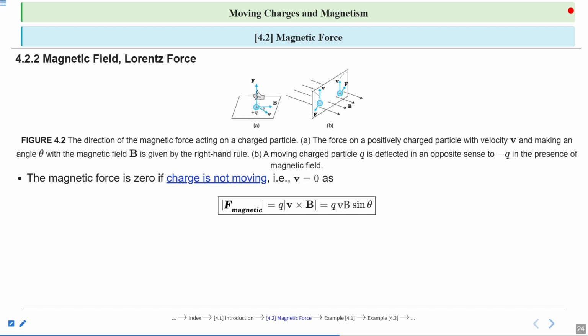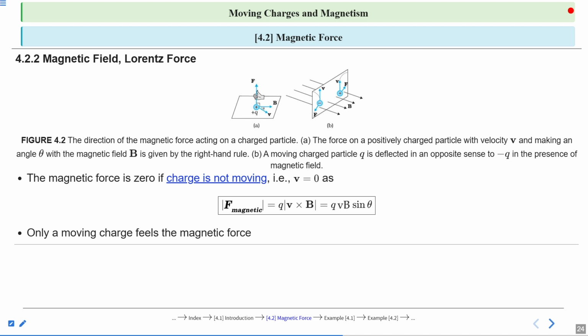If the magnetic field is 0 in that region, then also the magnetic force will be 0. Or if theta is 0 degree or 180 degree, then also the magnetic force will be 0. So magnetic force is only applied on moving charges that are not moving in the direction of the magnetic field or in the opposite direction of the magnetic field. Only a moving charge feels the magnetic force.